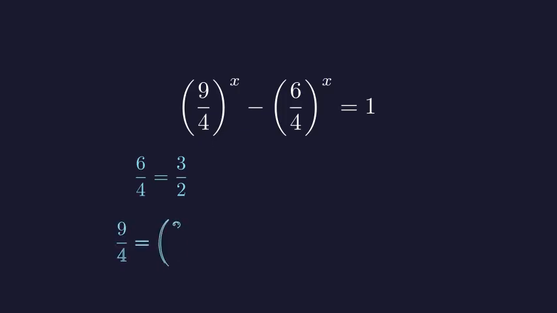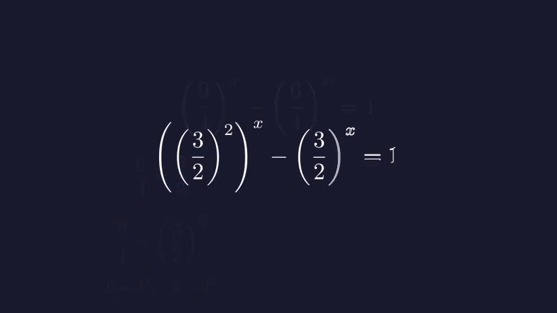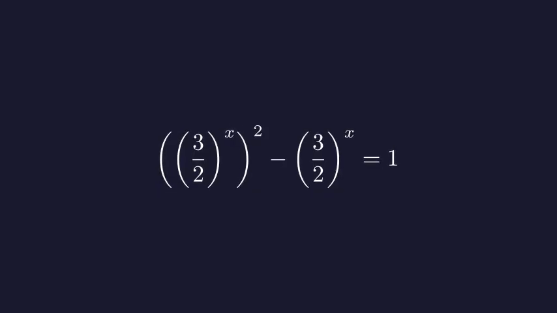The fraction 9 over 4 is even more interesting because 9 is 3 squared and 4 is 2 squared. This means 9 over 4 is the same as 3 over 2 all squared. Suddenly, a pattern emerges. If we rewrite our equation with these simplified bases, the first term becomes the quantity 3 over 2 squared raised to the power of x. By swapping the exponents, this is the same as 3 over 2 to the power of x all squared. This reveals a hidden quadratic structure.